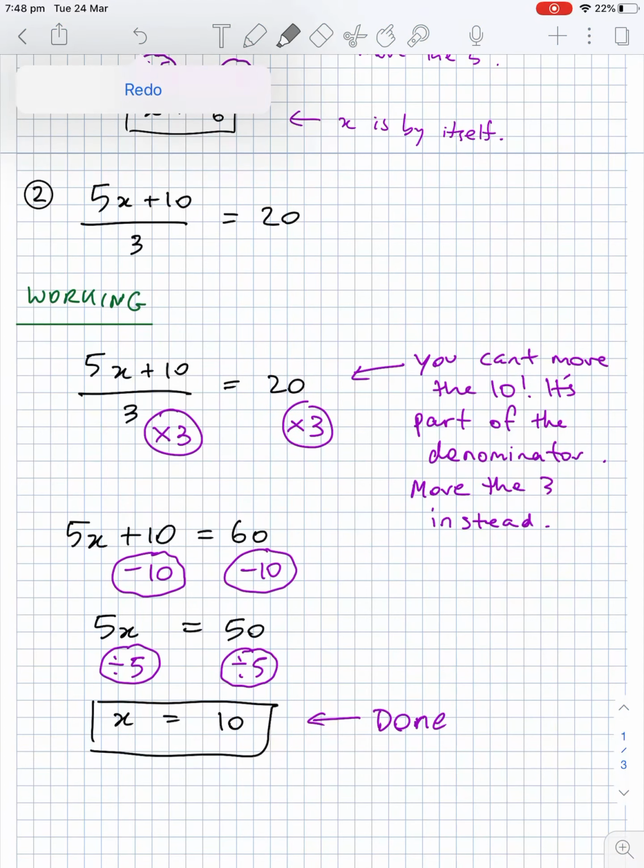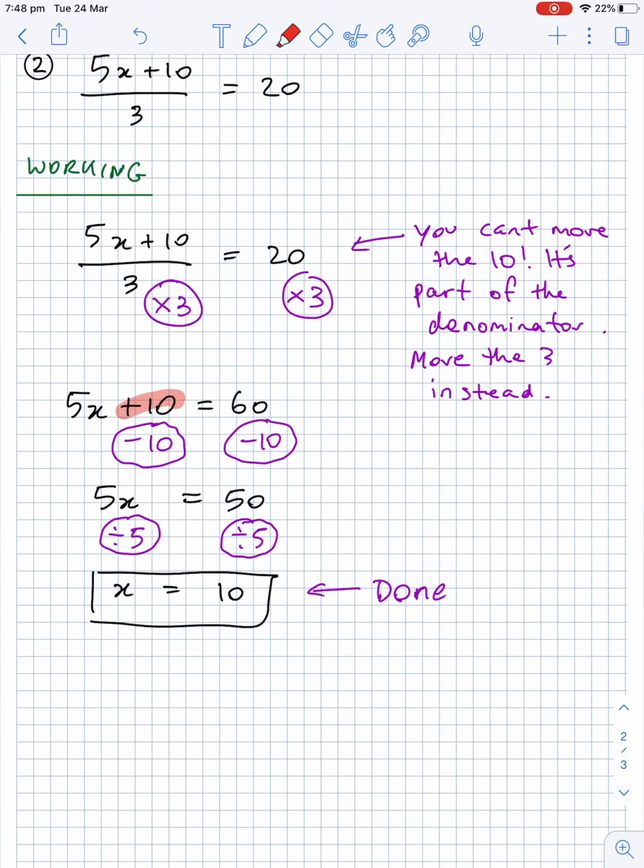And then we're left over with the top. When we get rid of the 3, we're left over with 5x plus 10. Okay, so now notice that your plus 10 is no longer part of a fraction. We got rid of the 3. We got rid of the fraction. So therefore now we can minus the 10 because it's no longer part of a numerator. So minusing the 10, we get our 60 take away 10 is our 50. And then we get rid of our 5 eventually by dividing by 5. And we get that x is equal to 10.